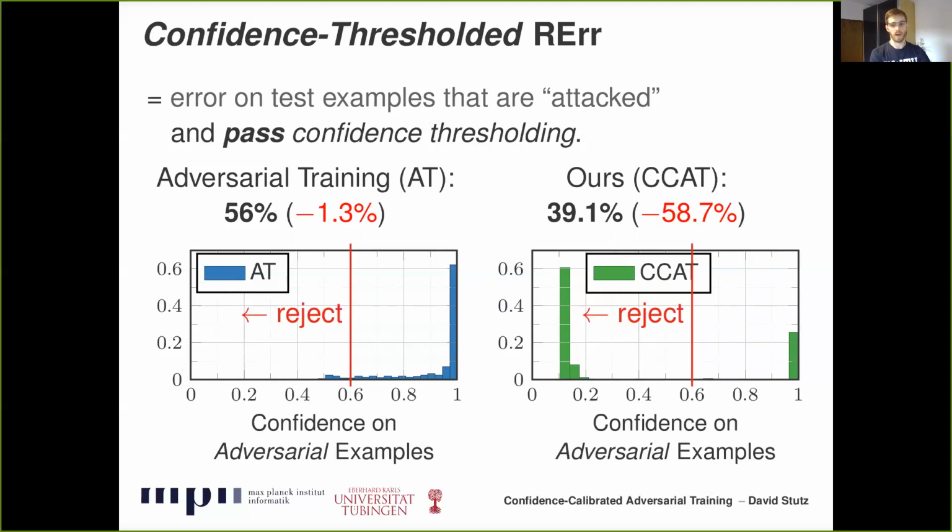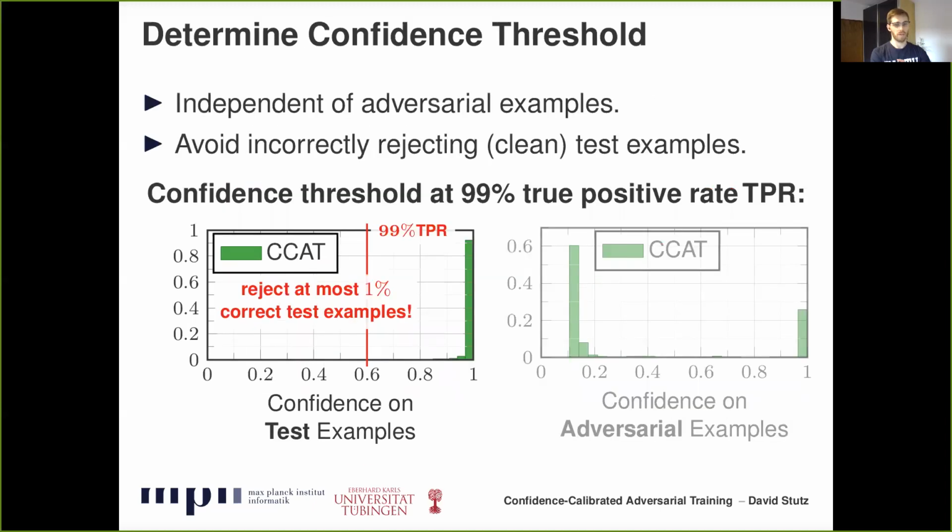Again, this is the fraction of either misclassified test examples or successfully attacked examples. But additionally, they have to pass the confidence threshold. And on the left, we can see that this confidence threshold robust test error also benefits adversarial training. However, the improvement is rather small here, 1.3%. And this is in stark contrast to our confidence-calibrated adversarial training, where more than 58% of the adversarial examples can be rejected. And as a result, we outperform regular adversarial training. And here I want to emphasize that this confidence threshold robust test error is completely comparable to the standard formulation in related work.